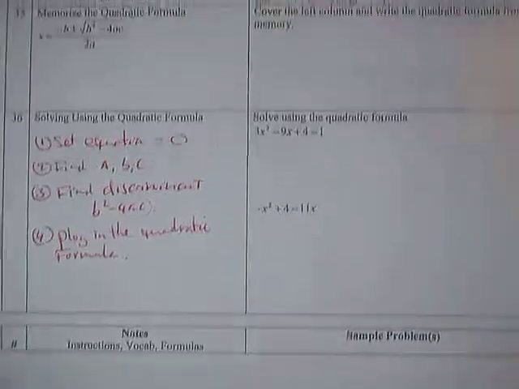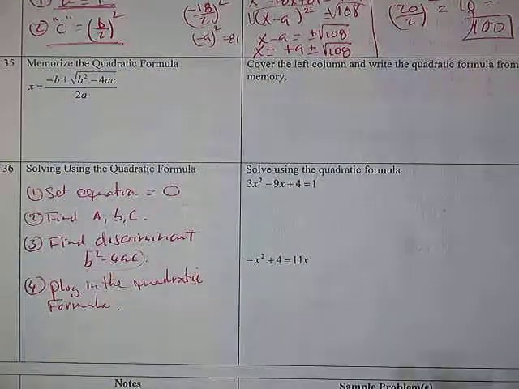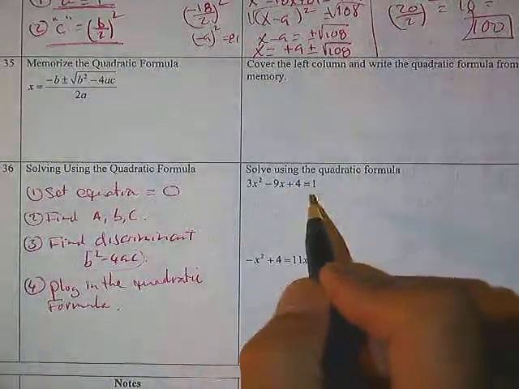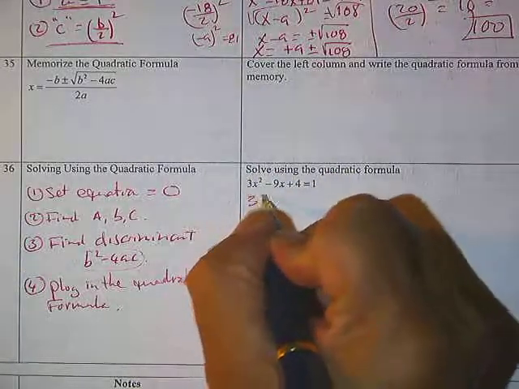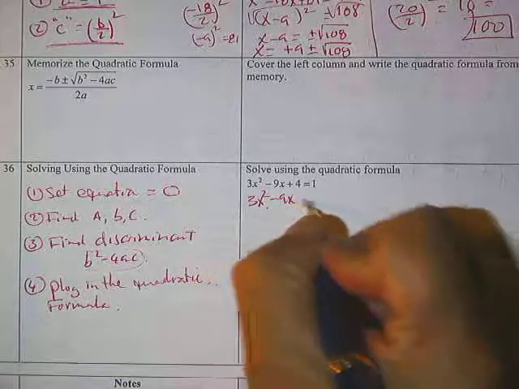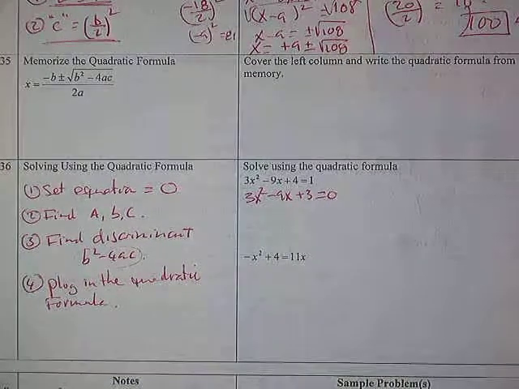First you set the equation equal to 0. Then you locate your a, b, c. What are those numbers? And then you find your discriminant, and then you put the whole thing into the equation. The equation is just 0. Where's the equation? There's the equation. Right there. Alright, let's do this.